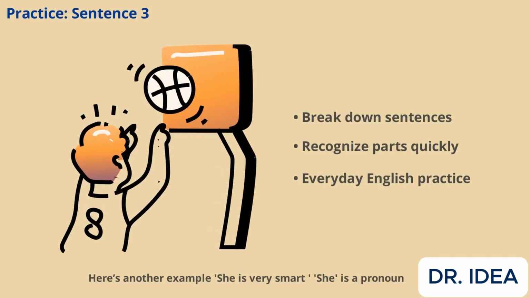Here's another example. She is very smart. She is a pronoun. Is a verb. Very is an adverb. Smart is an adjective. By breaking down sentences like this, you'll get better at recognizing each part of speech in everyday English.